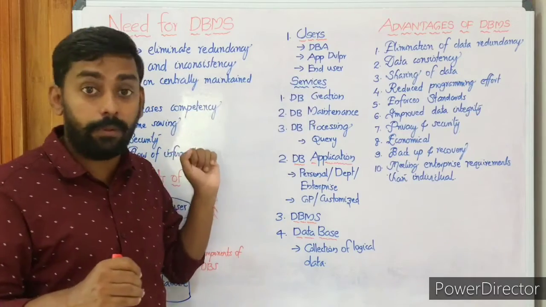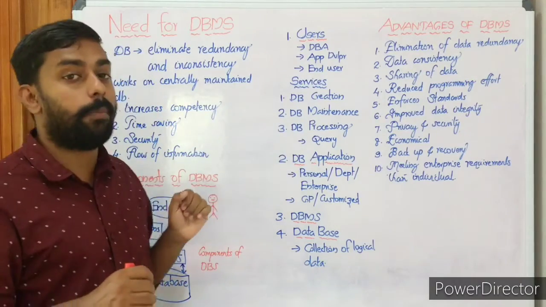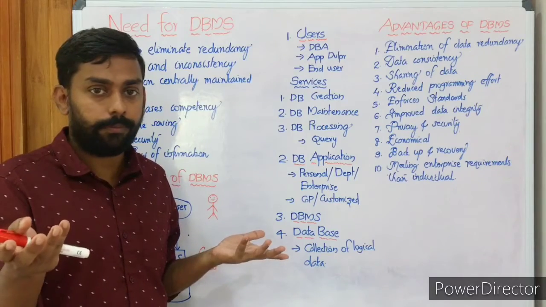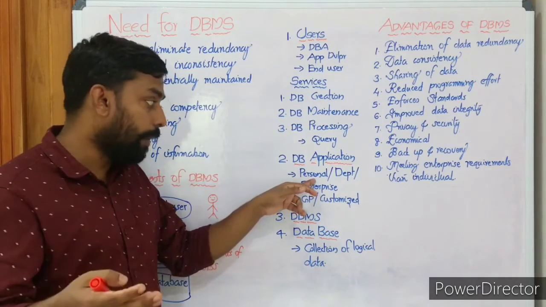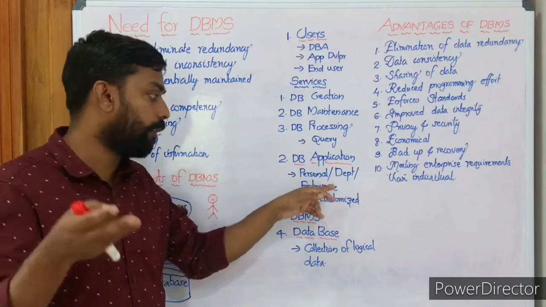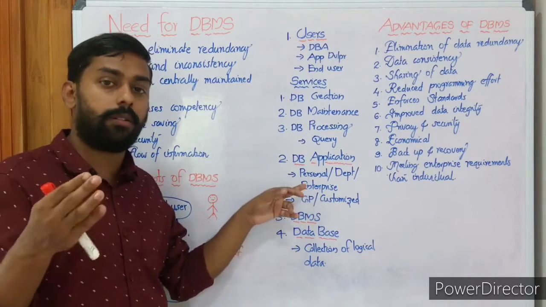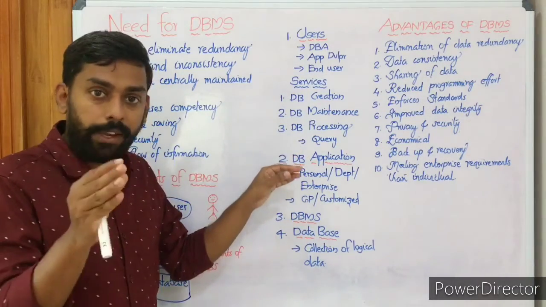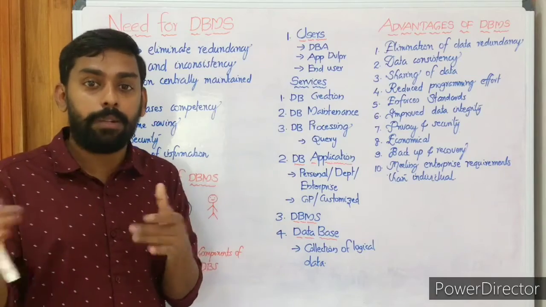So these are the different types of services. Then we can move on to database application. Database application means application program for the database. It can be personal, it may be designed for a person, then for a department, for an organization, for an enterprise, for an institution, or for a company, whatever it is. That is, a database application can be designed for a single person.